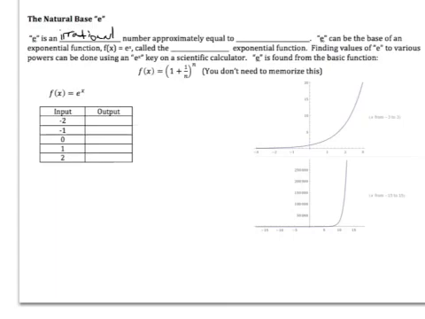Okay, so this is approximately equal to 2.71828, and it just keeps on going. Now e can be the base of an exponential function, and that function would be e to the x. f of x equals e to the x. And this is called the natural exponential function. So we can use an e to the x key on the scientific calculator to find the values of e to the x.